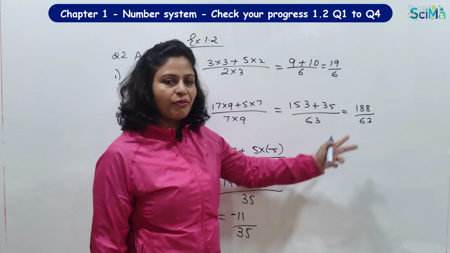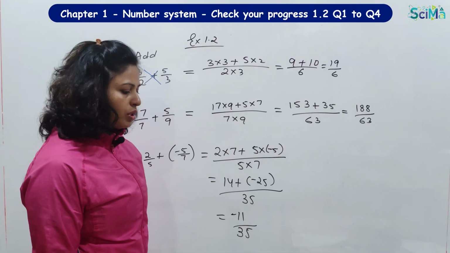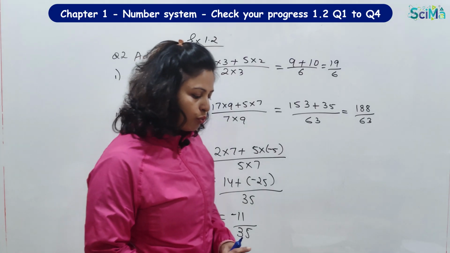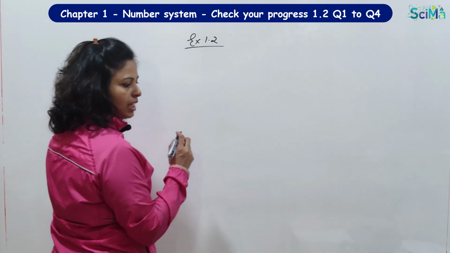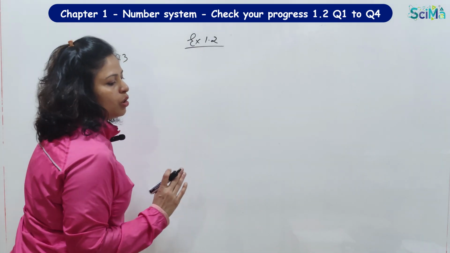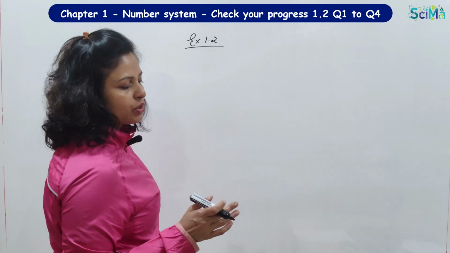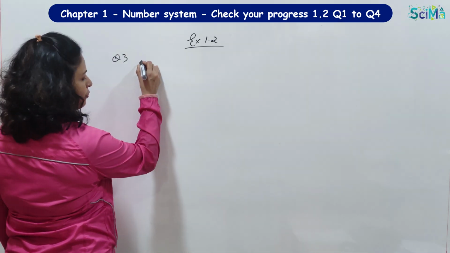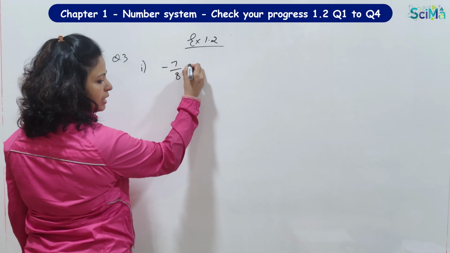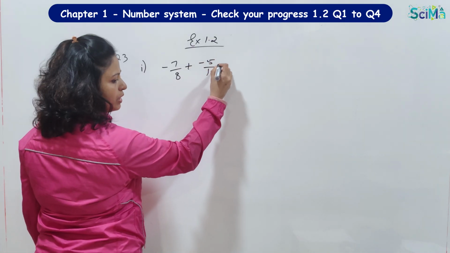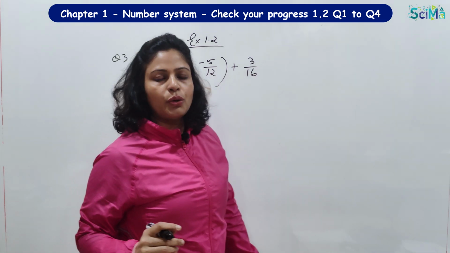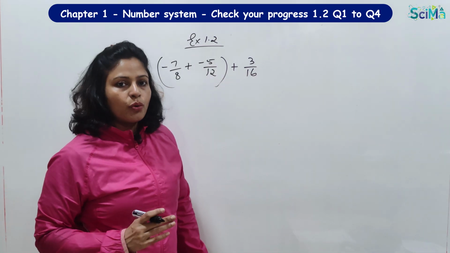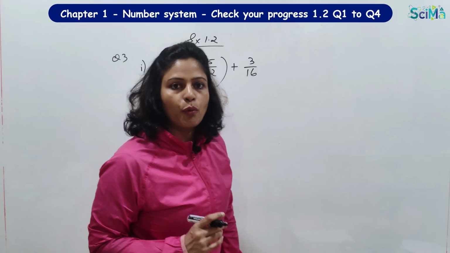Okay, there is no common factor between them. So this is our final answer for question number 2. Question number 3 here is again a little complex question, where you have 3 rational numbers addition. The first part: minus 7 by 8 plus minus 5 by 12, plus 3 by 16. Children, we are doing NIOS reader questions, that is check your progress 1.2.